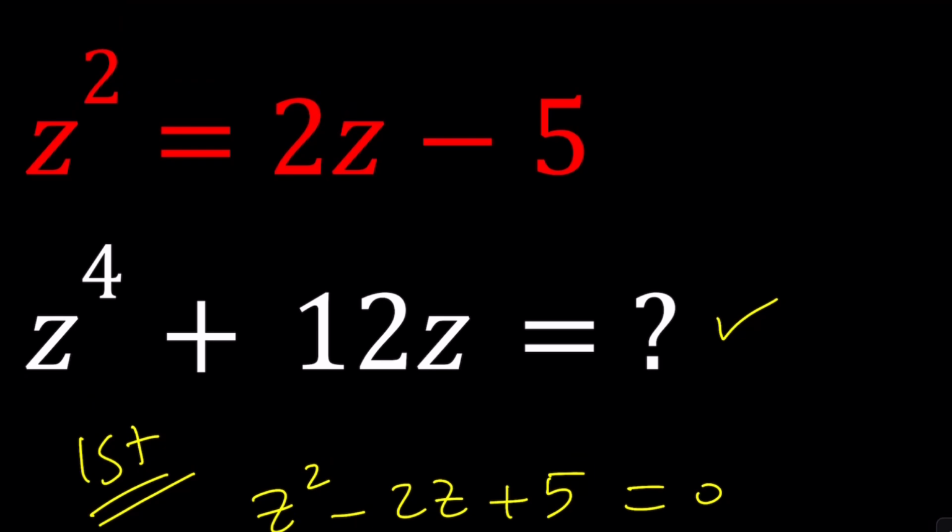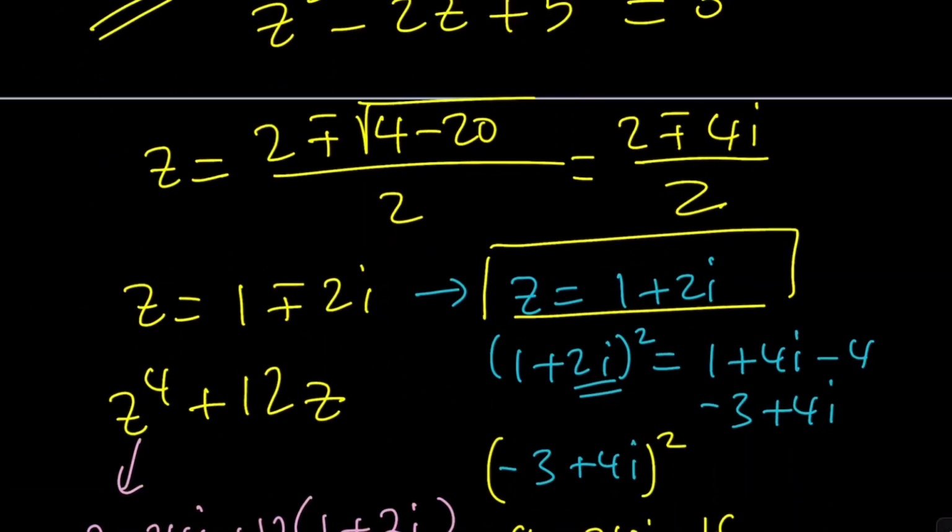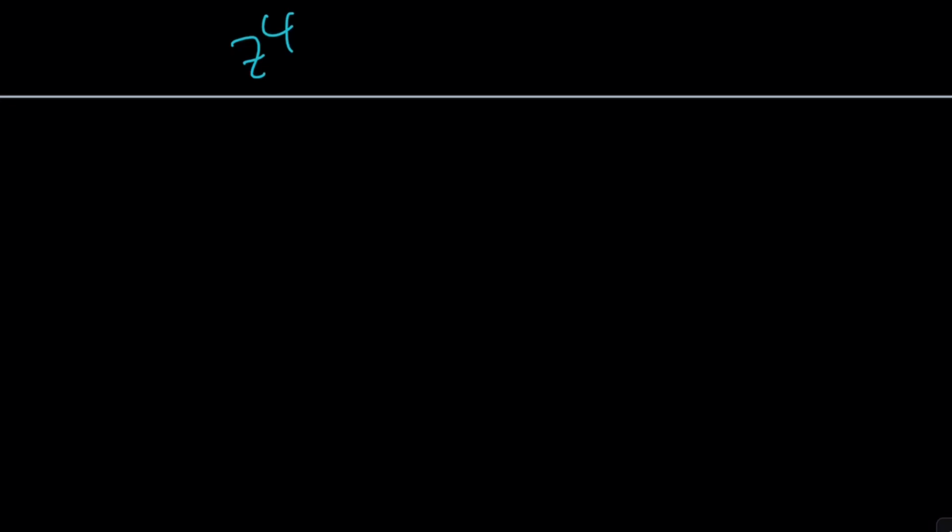We had a negative 5. Now we have a 5. Interesting. So the answer would be z to the fourth plus 12z equals 5. That's what we were looking for, and we found the z value.